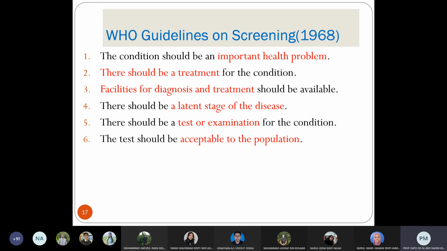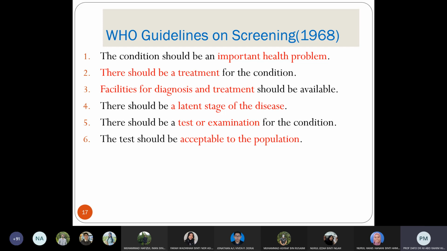There should be a treatment. Yes, there should be a treatment. So what about COVID? There's no treatment yet, even though there are people who claim ivermectin and chloroquine can also cure. So in a way, the screening that is being done now doesn't comply with this.